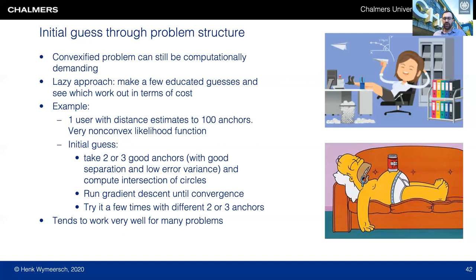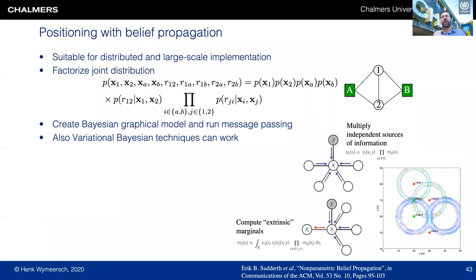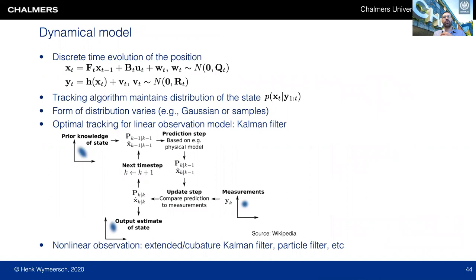Now, there are also other variations of doing estimation where you can compute distributions over the unknowns, like variational Bayesian methods. I cannot cover these either. These variational Bayesian methods you can extend to dynamics when the user is moving, when the position and orientation are changing over time. Then you would use Kalman filter-like approaches like the extended or cubature Kalman filter, or a particle filter. I'll be happy to talk about those in more detail another time.